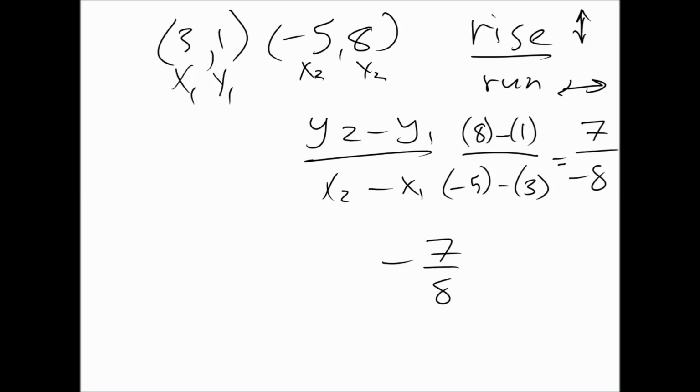The slope is -7/8, and that just means for every 7 this graph goes down, it will go to the right 8. So you count 7 down and 8 to the right. 1, 2, 3, 4, 5, 6, 7, 8. And that's your slope. That's the slope of this line.